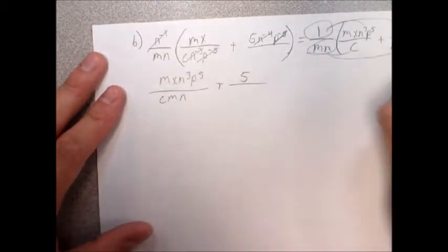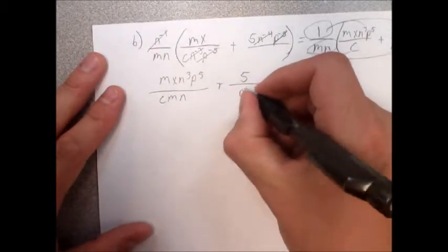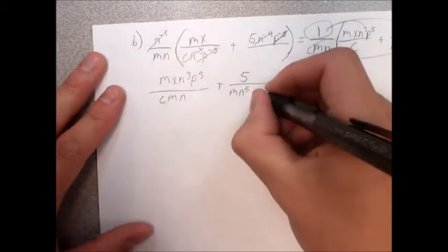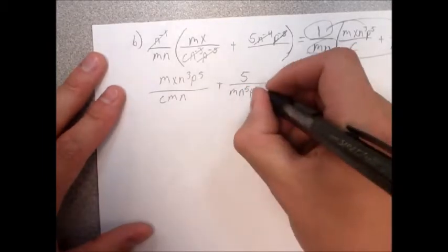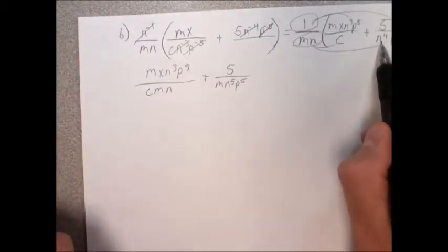Down here, I have n and n, which will make n to the 5th. I also have an m that goes into this, so m, and then p to the 5th. Did I confuse anybody with combining that n? Everybody see how that worked?